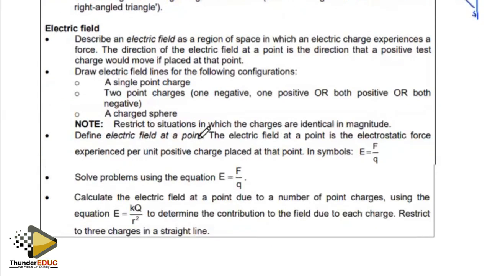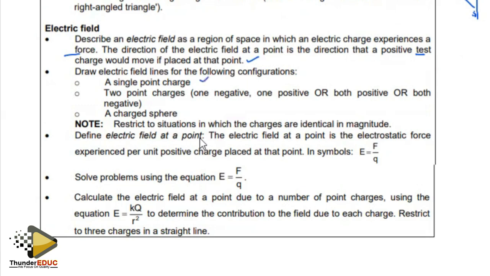All right, then electric field, you need to know how your definitions work. A region of space in which an electric charge experiences a force, or a region of space in which a charged object experiences an electric force. The direction of this is the direction that a positive test charge would move if it was placed at a point. How do we draw electric field lines?